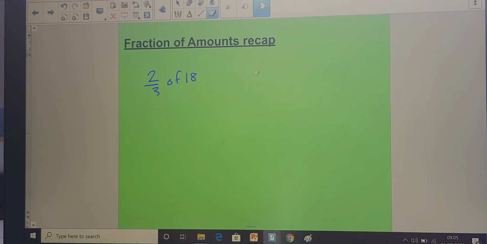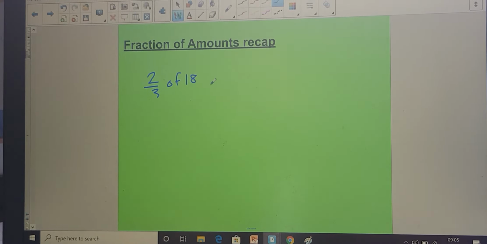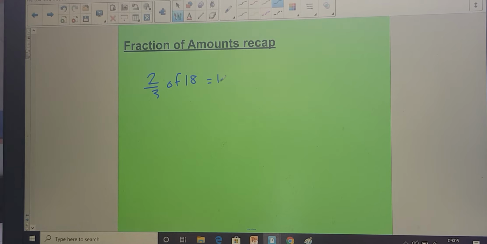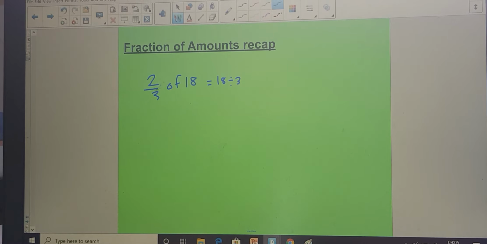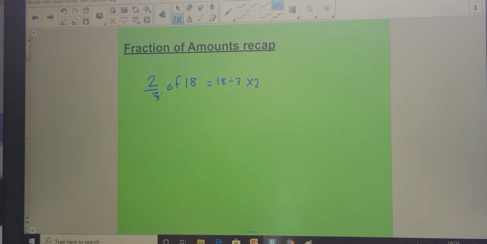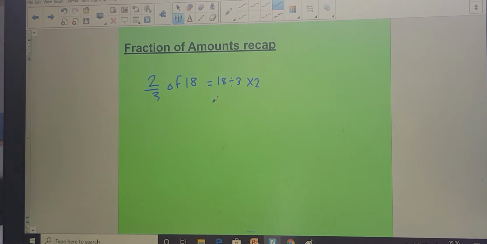Coming back to this question, how would I work out 2/3 of 18? Well, I divide by the denominator. So I've got 18 divided by 3, which is going to give me 6. Then I multiply it by 2. So divide by the denominator first, take the number, divide it by the denominator, then multiply that answer by the numerator. 18 divided by 3 is 6, times 2 will give me 12.